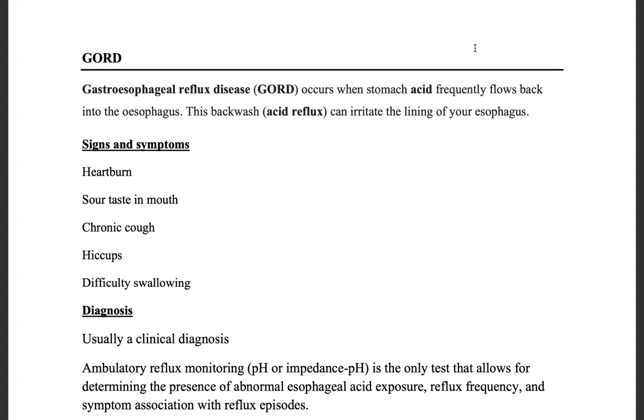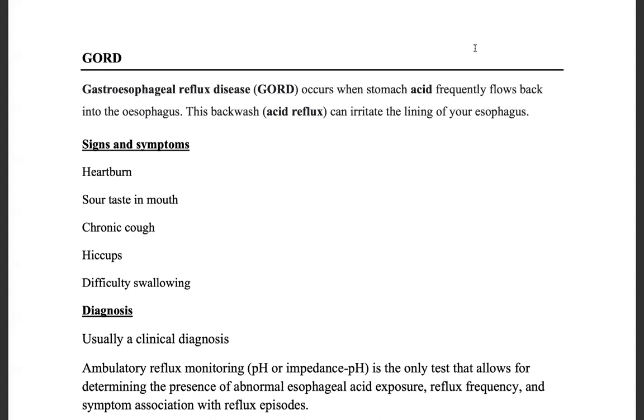In the rolling or paraesophageal hernia, part of the fundus of the stomach is prolapsed through the hiatus alongside the esophagus. So the lower esophageal sphincter will lie below the diaphragm. So these are two types of hernias which can predispose to GORD.